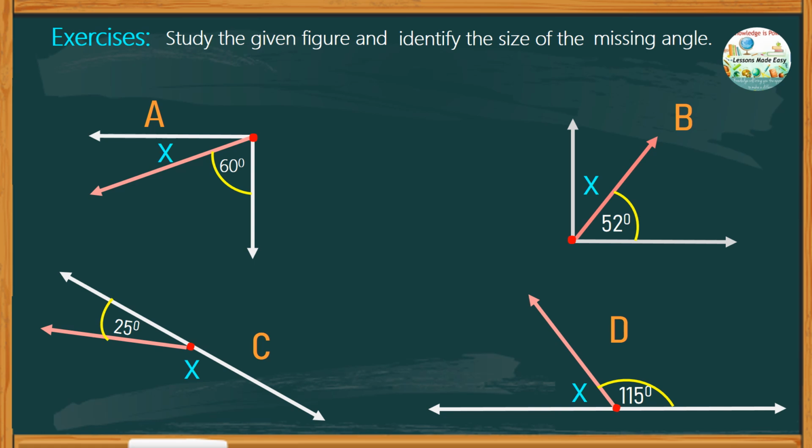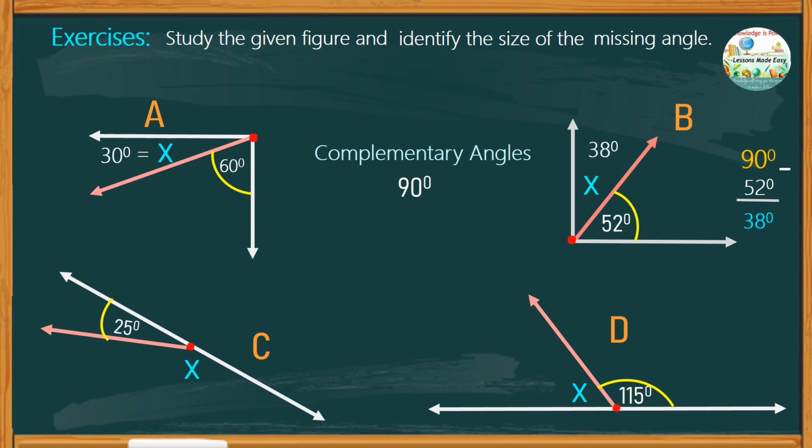Let's start with figure A. If complementary angles add up to 90 degrees and the given angle is already 60 degrees, therefore the other must be 30 degrees. Do the same with figure B. From 90, you subtract the given 52 degrees and we still have left 38 degrees. Therefore, angle X is 38 degrees.